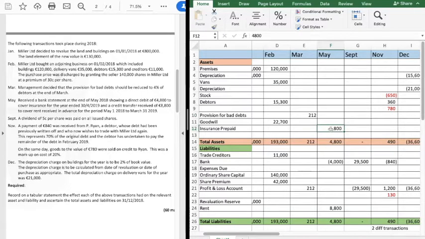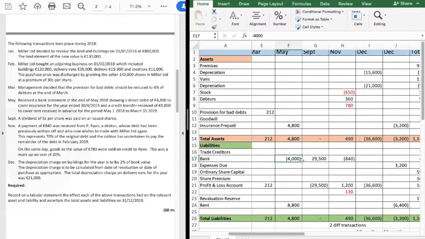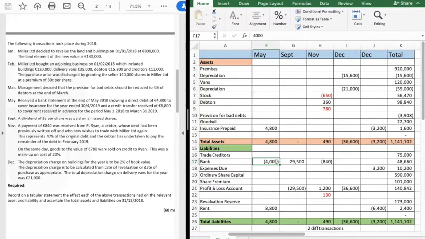So we're looking at May here. The insurance prepaid goes in as an asset, 4,800, and the rent goes in as a liability of 8,800. The difference there is 4,000. We've received 8,800 and paid 4,800, and that means that we actually have €4,000 extra cash in our business, and that goes into our bank account. Because our bank account value is increasing, the bank account liability is decreasing, and that's why it's a negative number.